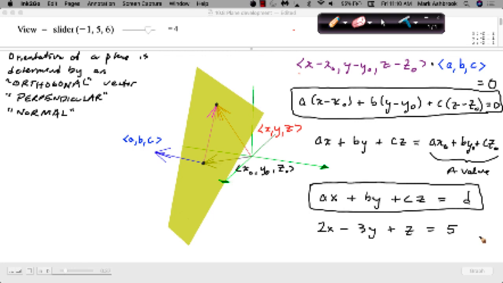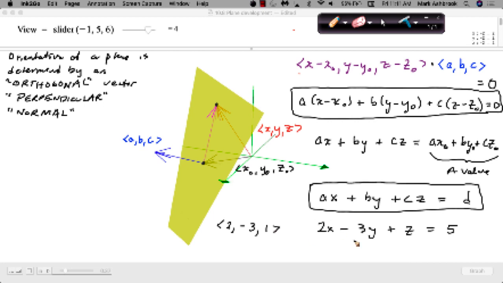So, what do you know right away? So just looking at that, you know that the normal vector is 2, minus 3, 1, a vector orthogonal to the plane. Okay, that's my orientation of the plane, right? It's a normal vector for the plane. Now, how would I generate points?